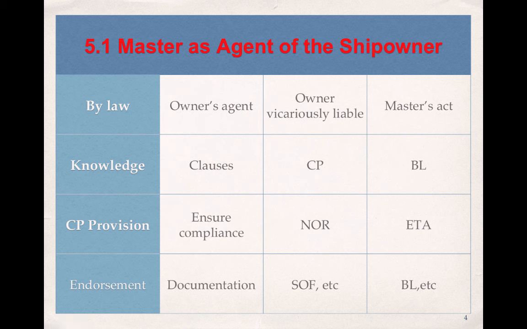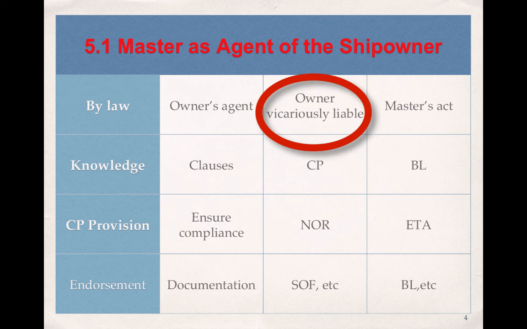So if you still remember, under the law of agency during your year 2, the master is the owner's agent. So he's given the express authority, implied authority, and sometimes his apparent authority is being ratified by the owner, and so on. So if the master has done something wrong, usually the ship owners are vicariously liable. By vicariously liable basically means the owners will take the blame of the wrongdoing that is incurred by their masters.